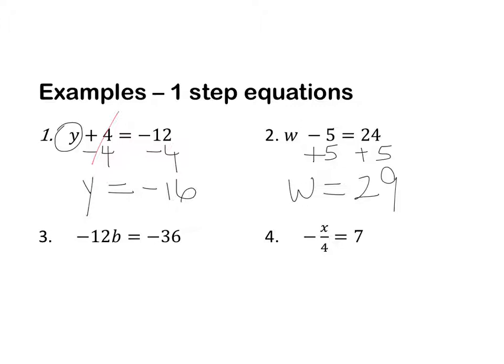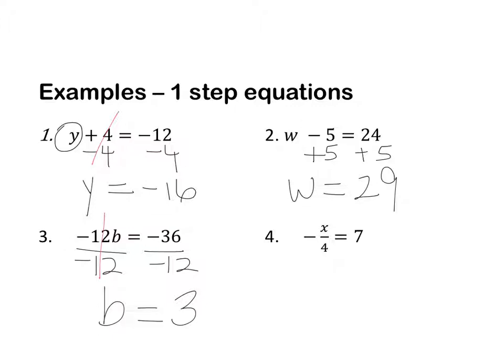Finally, number 3. Alright, I have negative 12b. When I have a number in front of a variable, the math operation between those two is multiplication. And to break up or undo multiplication, I have to do the opposite, which is division. So I have to divide by that negative 12. That gets rid of my coefficient there, and I end up with my variable b. And this division here gives me a positive 3.